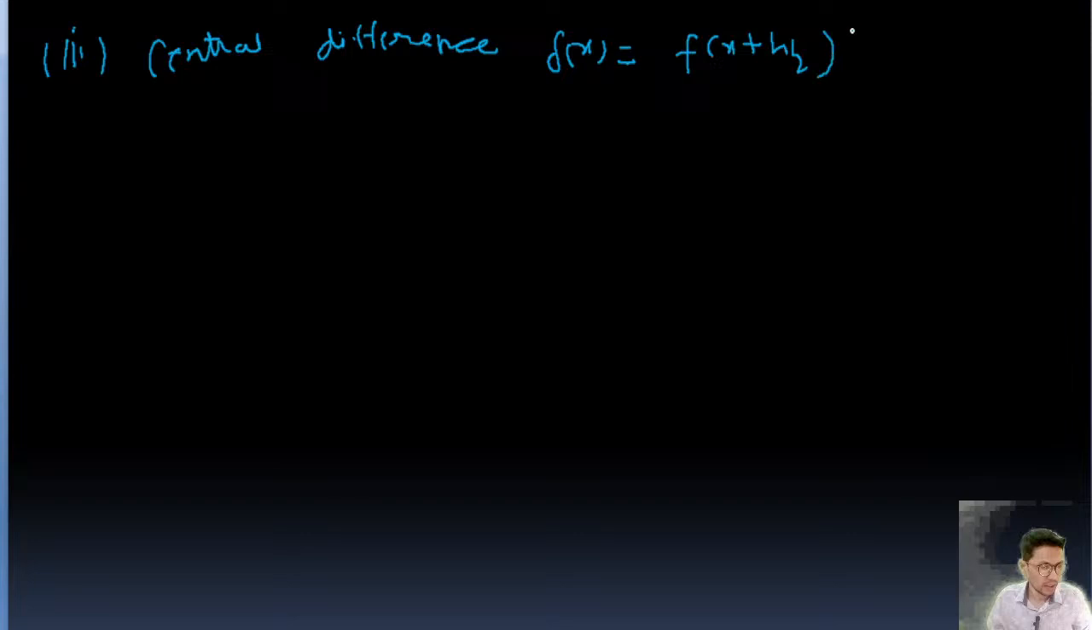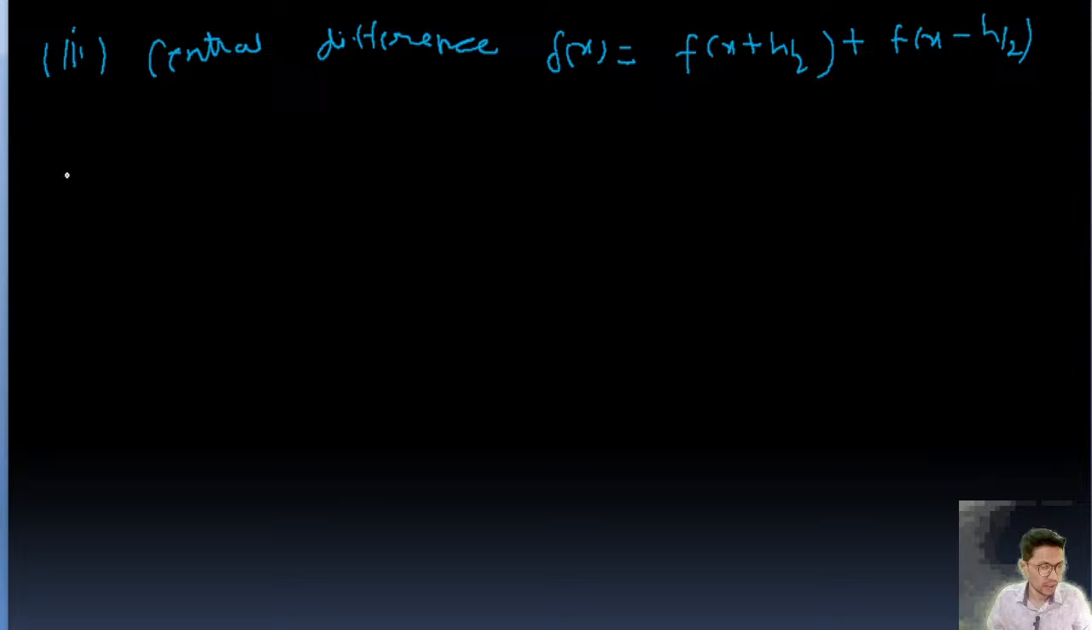Next is the central difference. Central difference is denoted by del x, and that is f(x plus h by 2) minus f(x minus h by 2).